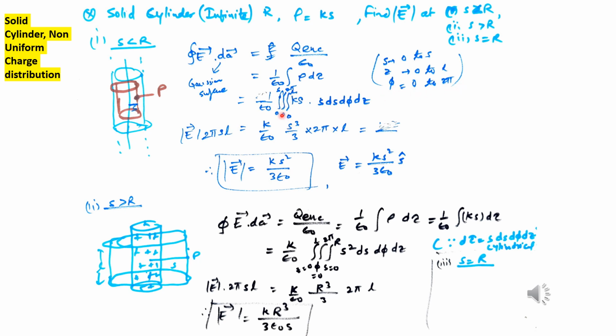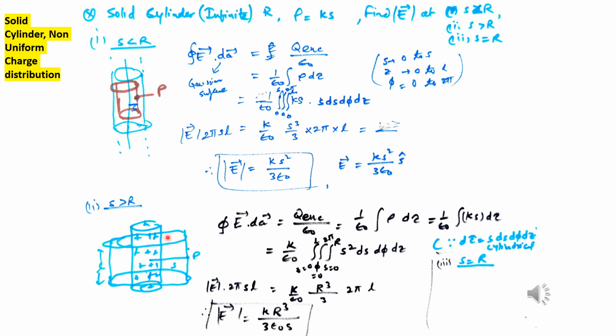And if you put all the limits here, we get s square. K by epsilon naught is constant, it is outside. S square will give s cube by 3, d phi will give 2 pi, and dz with limit 0 to L will give L. So magnitude of electric field is K s square by 3 epsilon naught, and the direction is in s cap direction.